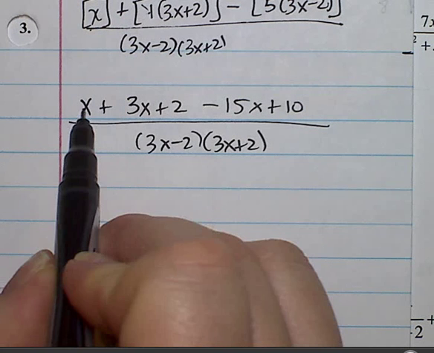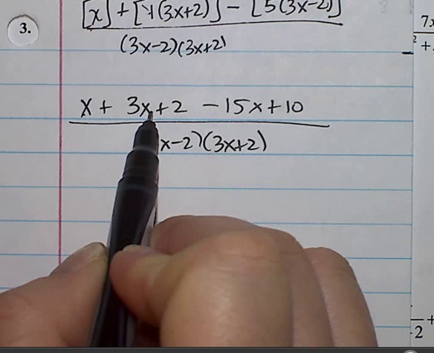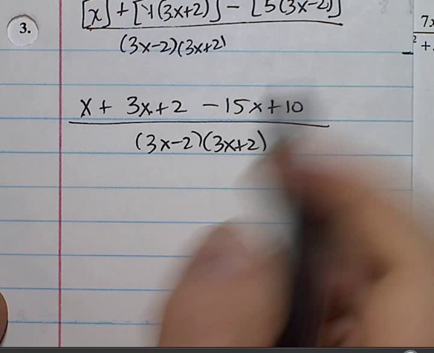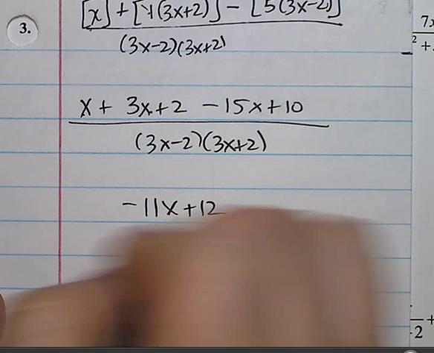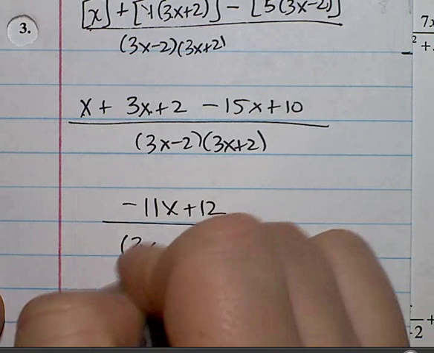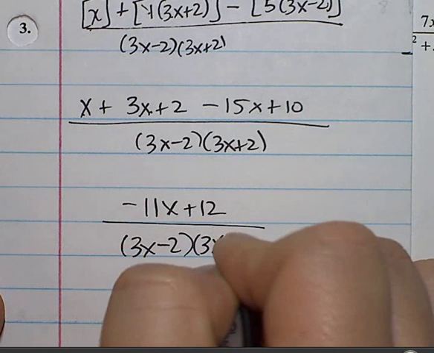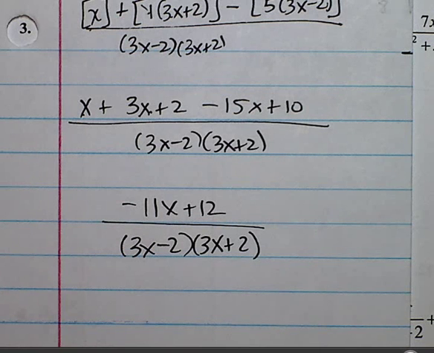I'm going to combine like terms on top. 1 and 3x is 4x. 4x and a negative 15x is a negative 11x. And 2 and 10 is 12. Is there any number on top that I can divide out, other than 1 or negative 1, that I can divide out or factor out of 11 and a 12, the same number? No. Problem is done.